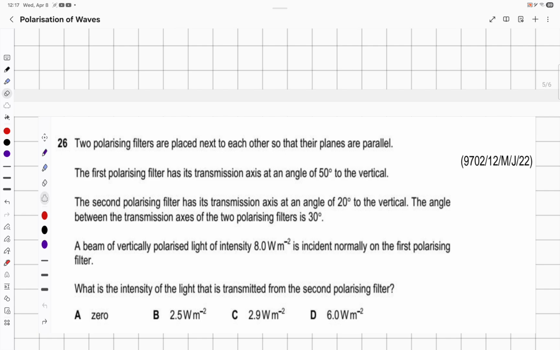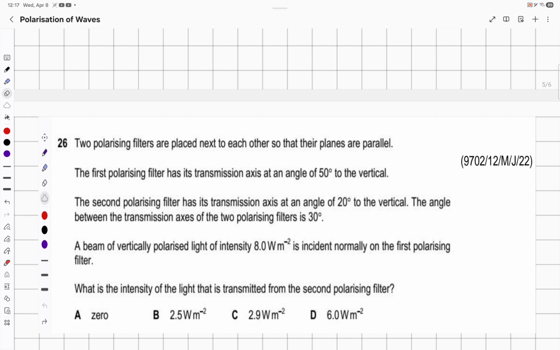Two polarizing filters are placed next to each other so that their planes are parallel. The first polarizing filter has its transmission axis at an angle of 50 degrees to the vertical. The second one has an axis at an angle of 20 degrees. So it means the angle between both of them is 30 degrees. That's given in the question.